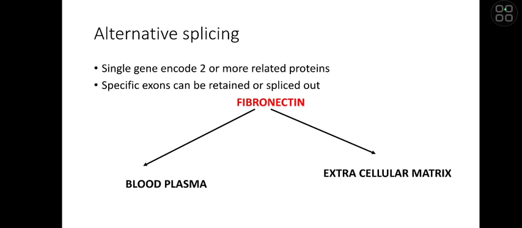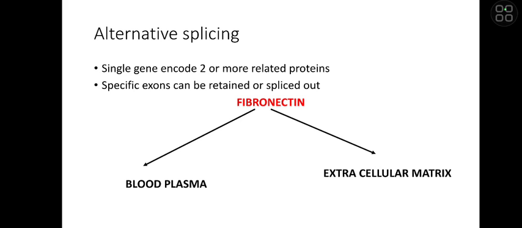Next, we will see gene regulation at the processing level. The processing level shows how an mRNA, that is pre-mRNA, is processed to functional mRNA, and how it regulates the process of gene regulation.